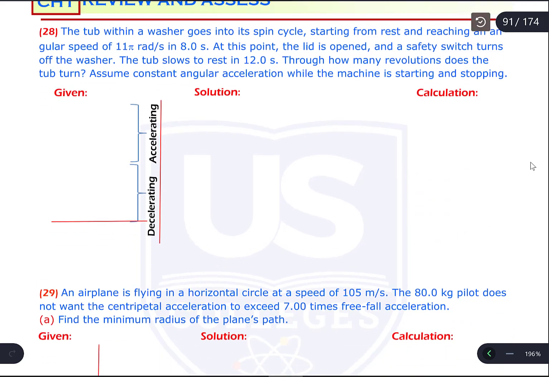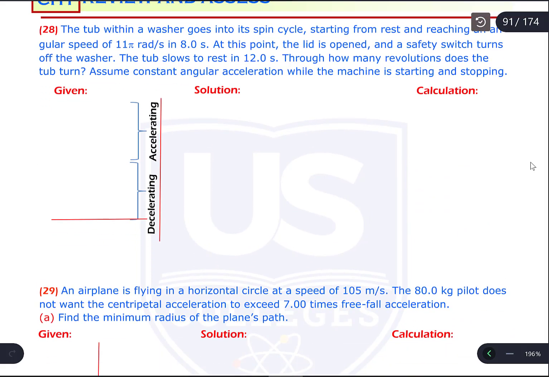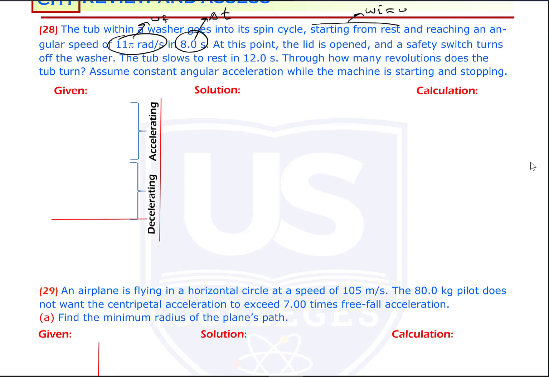Question number 28. The tube within a washer goes into its spin cycle starting from rest. So initial angular speed is 0. And reaching an angular speed of 11 pi radian per second in 8 seconds. So this is final angular speed. In 8 seconds, this is delta t. So as you see, this tube within the washer is accelerating.